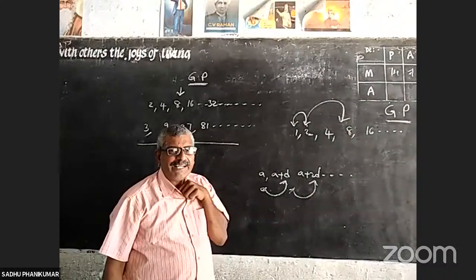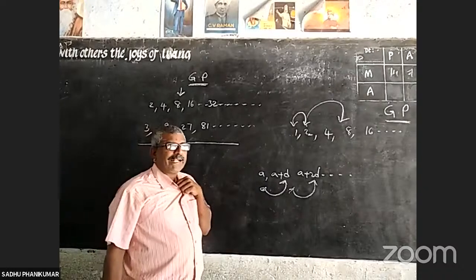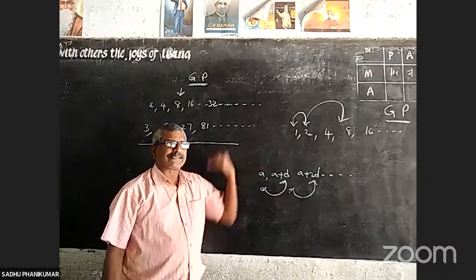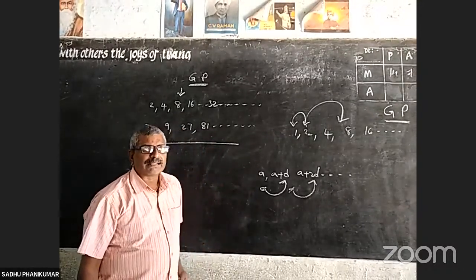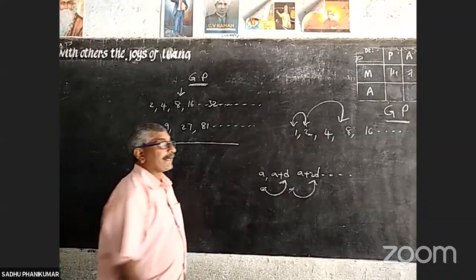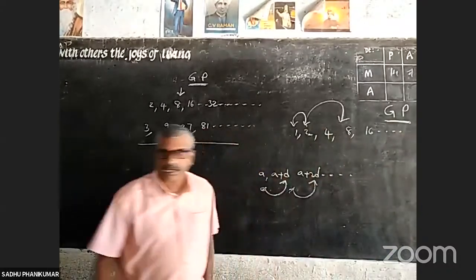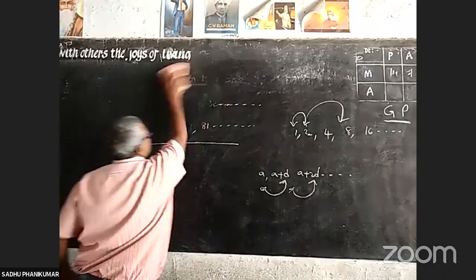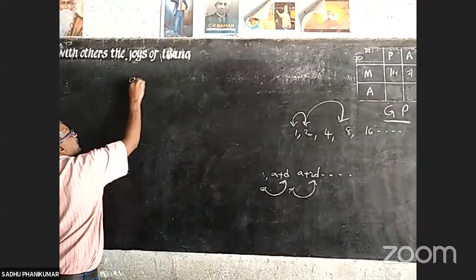Okay, what is the definition? In a sequence of numbers, if every term is obtained by multiplying its previous term with a fixed number, then that sequence of numbers is called a geometric progression, denoted as GP. Now we will give the common form of a GP here. Suppose a is the first term.